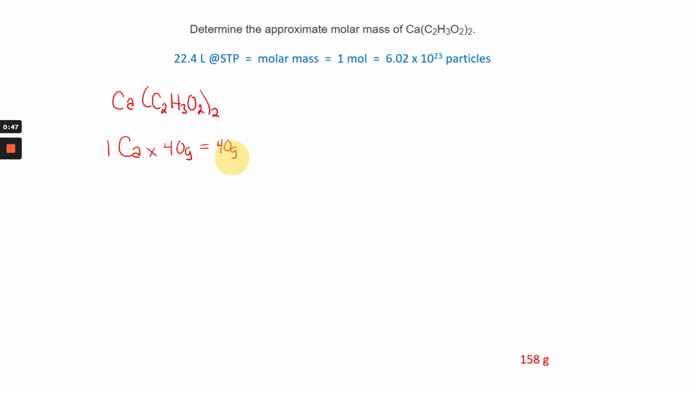1 times 40 is 40 grams. The 2 on the outside says there's 2 of everything in the parentheses. So that must mean there are 4 carbons. They each weigh 12 grams per mole from the periodic table. 4 times 12 is 48. 2 on the outside times 3 on the inside. There are 6 hydrogens. They each weigh 1 gram per mole. And there's 2 oxygen on the inside times 2. 4 oxygen times 16 grams is 64 grams.